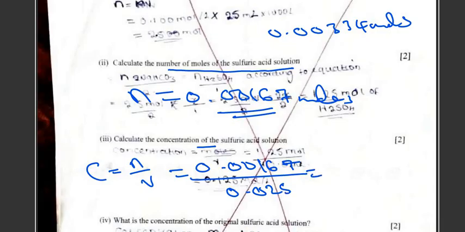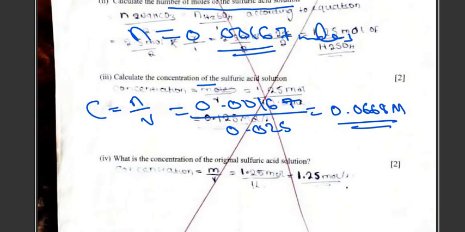So this will give us 0.00167 divided by 0.025. So we're getting the concentration to be 0.0668. This is the concentration that we are getting for the sulfuric acid. Now, if this is the concentration in the aliquot, we need the concentration in the actual original thing, which had 1 liter. So if 0.025 liters gave us 0.0668 molarity, 1 liter will be equal to what?